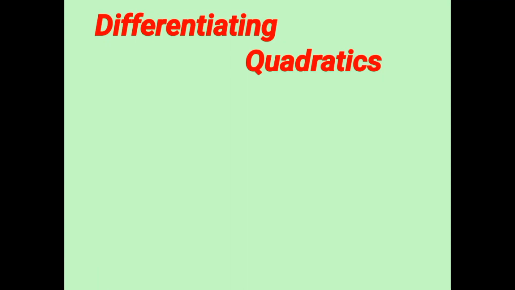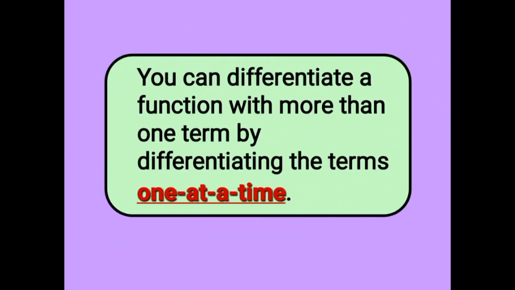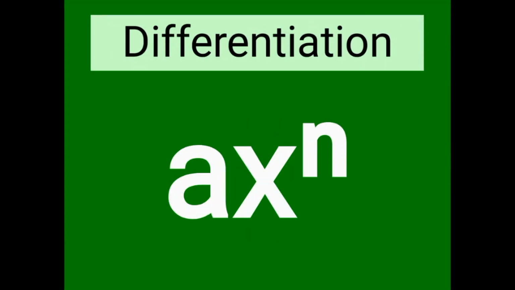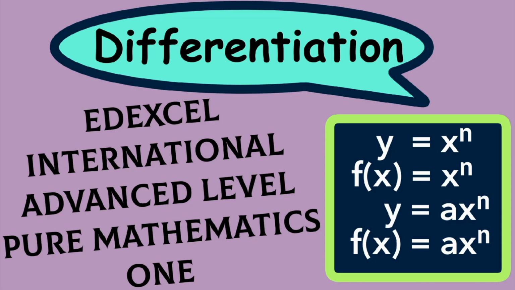Differentiating quadratics. The equation of a quadratic graph takes the form y equals ax squared plus bx plus c. Now, we can differentiate a function with more than one term by differentiating the terms one at a time. I've already covered differentiating x to the power n and ax to the power n in my previous Pure Maths video. If you want, check it out for more details.